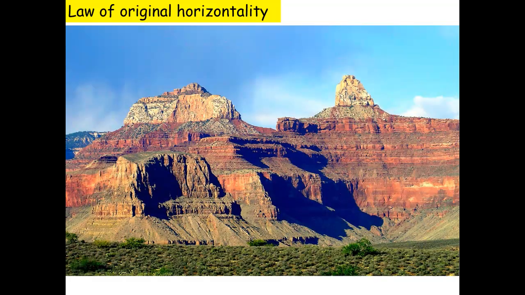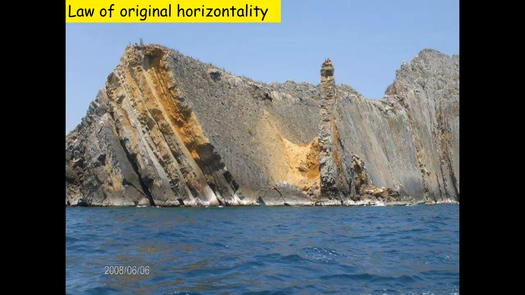Now here's an example of the law of original horizontality. You can see that the layers here, the horizontal layers which extend across our diagram, are very, very nearly horizontal. The most important use of the principle of original horizontality, however, is when rocks aren't horizontal.